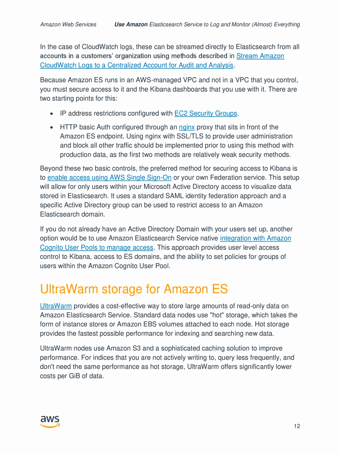UltraWarm storage for Amazon ES. UltraWarm provides a cost-effective way to store large amounts of read-only data on Amazon Elasticsearch Service. Standard data nodes use hot storage, which takes the form of instance stores or Amazon EBS volumes attached to each node. Hot storage provides the fastest possible performance for indexing and searching new data. UltraWarm nodes use Amazon S3 and a sophisticated caching solution to improve performance. For indices that you are not actively writing to, query less frequently, and don't need the same performance as hot storage, UltraWarm offers significantly lower costs per gigabyte of data.